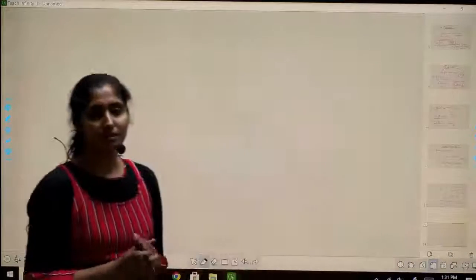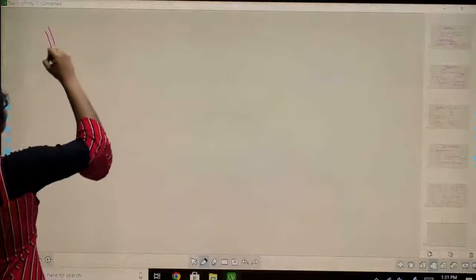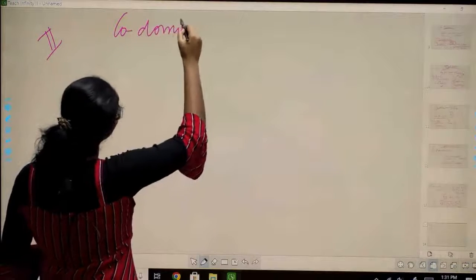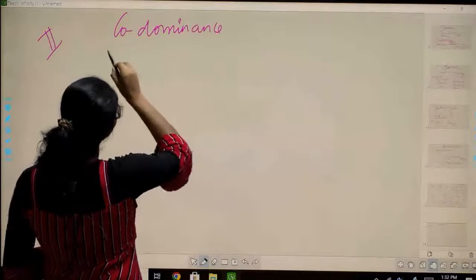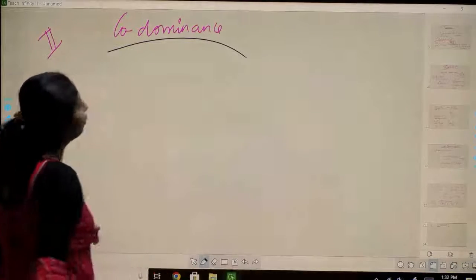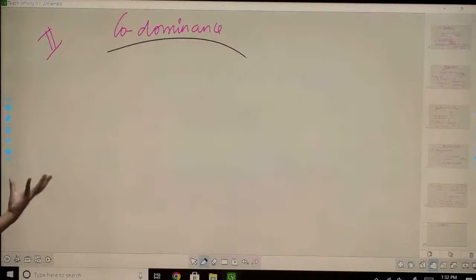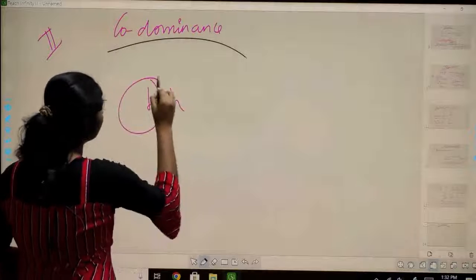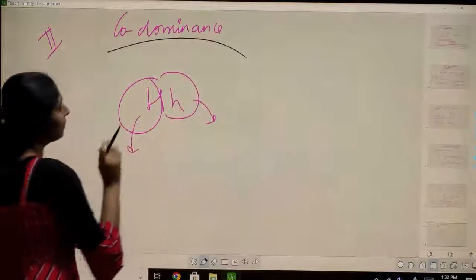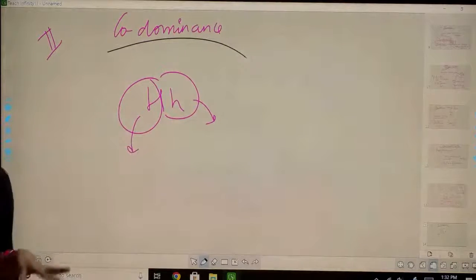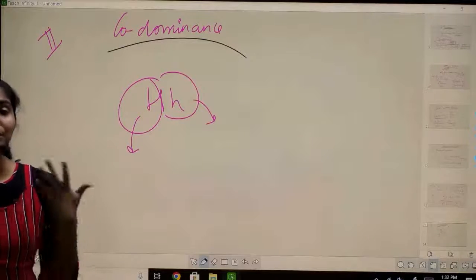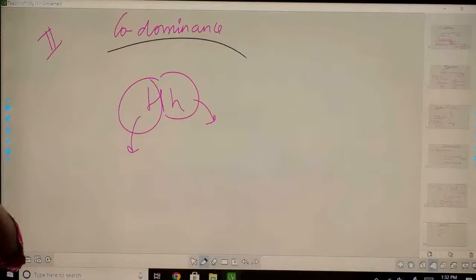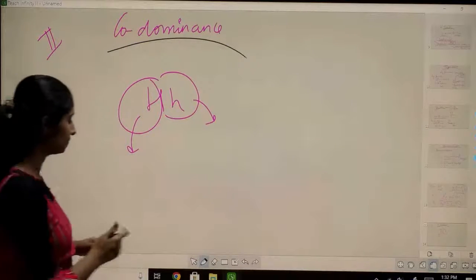Let's move on to the second phenomenon, that is codominance. Codominance, as the name itself indicates, is when in a heterozygote condition both the alleles express themselves. Mendel said that in a heterozygous condition only one allele will be able to express itself, while in case of codominance both the alleles are going to express themselves.